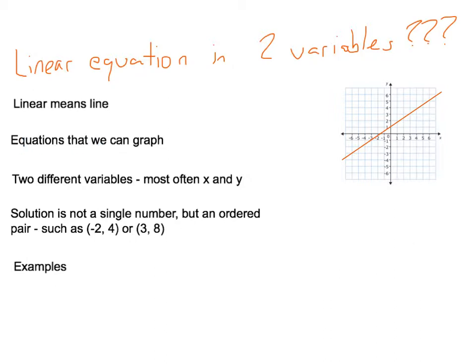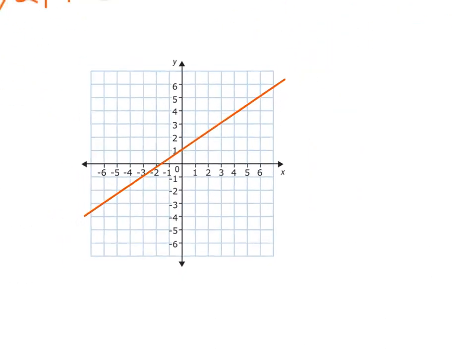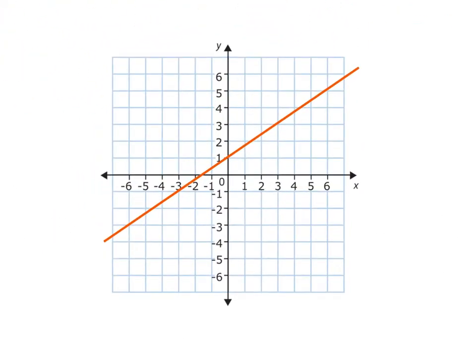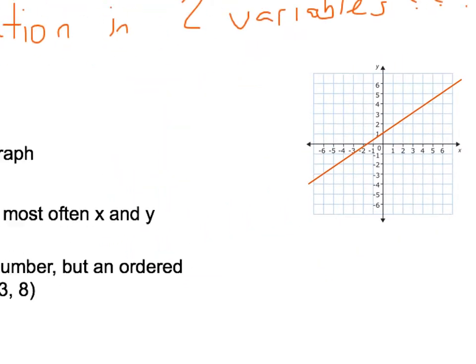So we are going to take equations, find their slope and y-intercept, or different points that they run through, and we're going to graph them on a coordinate plane like that. And this would be an example of a linear equation that is graphed. All right, so we're taking actual equations and turning them into lines.